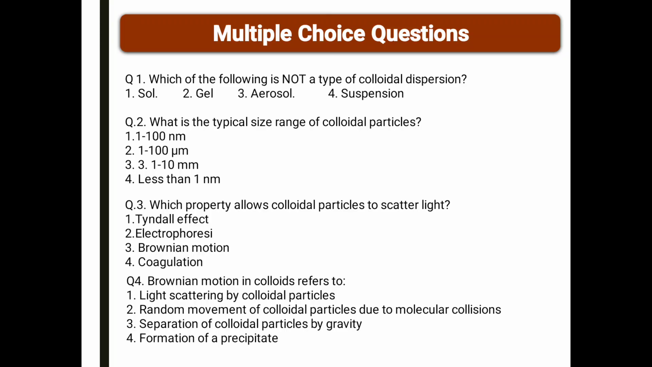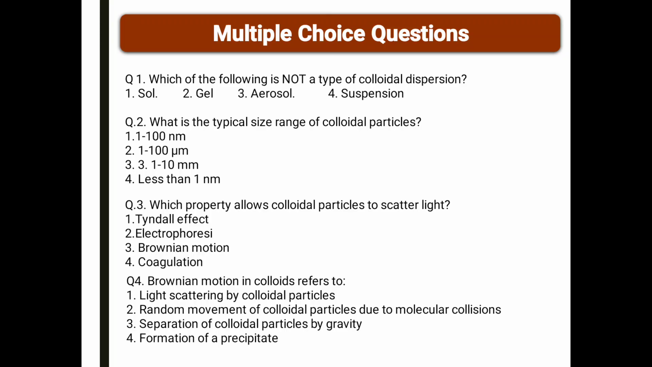First of all, colloidal dispersion is a polyphase system, like suspension and emulsion. Suspension is a two-phase system, emulsion is also a two-phase system. Suspension has solid and liquid, and emulsion has oil and water. So the question: which of the following is not a type of colloidal dispersion?